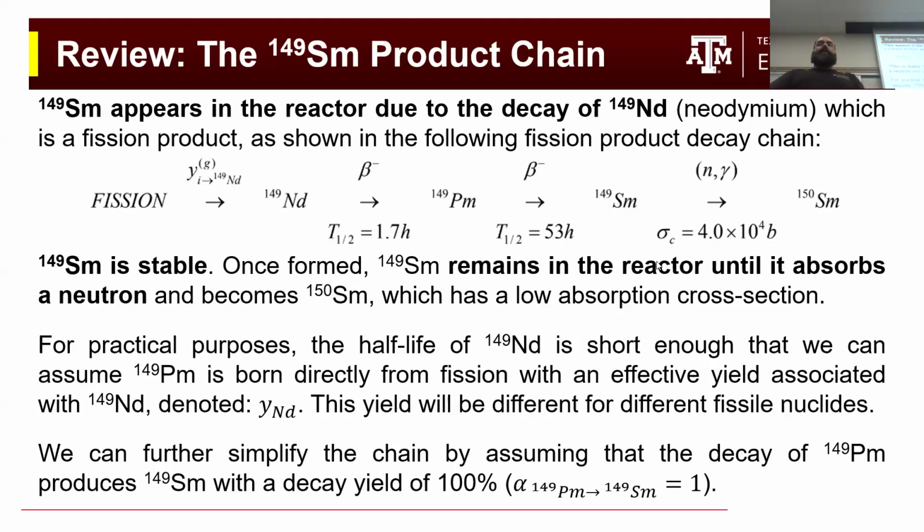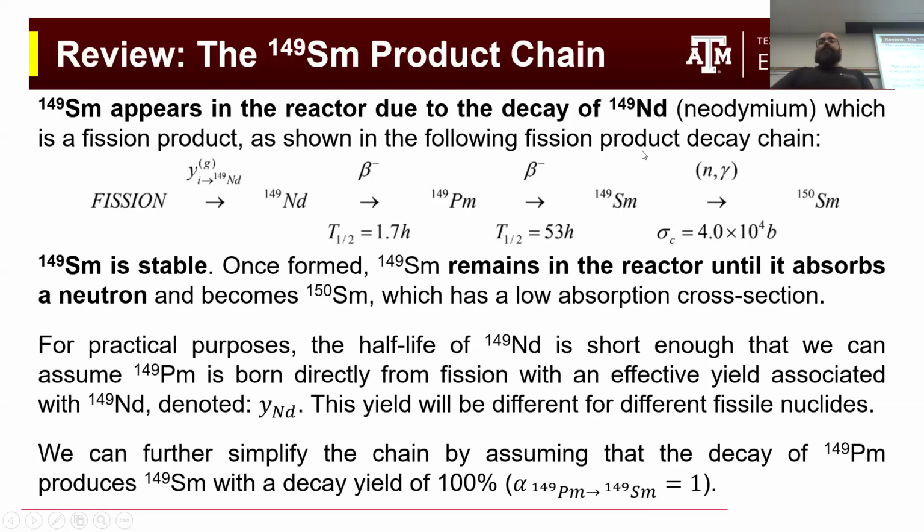The first one that we talked about was samarium 149. You get samarium not as a direct fission product, but from the decay of fission products. So if you have fission, some fraction of those fissions will produce something called neodymium 149. Neodymium is very radioactive. It beta decays into promethium 149. Promethium is also radioactive, but it has a much longer half-life. And eventually, promethium decays into that samarium 149. Samarium has a capture cross section of about 4 times 10 to the 4 barns. So it's very good at capturing, especially thermal neutrons.